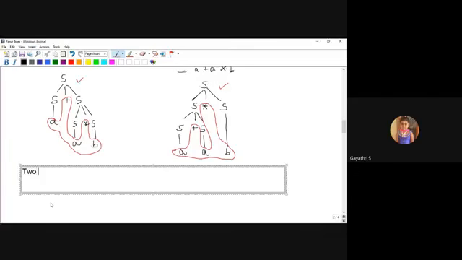Two leftmost or left derivation trees for the same grammar or same string, as the given grammar is ambiguous. Ambiguous grammar. This is one way of proving ambiguity.